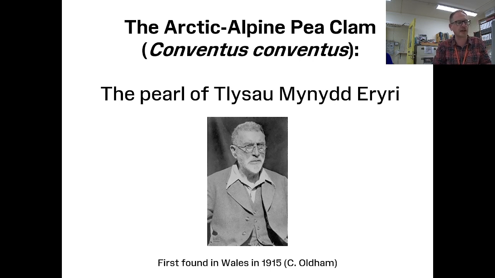It's part of a project run in North Wales called Gemau Mynydd Eryri, the mountain jewels of Snowdonia. And I suppose if it's going to be a jewel, then this one would be a pearl because it's got that link to the oysters. But it probably doesn't really look very special. It was first found in Wales in 1915 by Charles Oldham, a Manchester-based naturalist, and he was very, very good at spotting tiny differences that other people hadn't noticed.